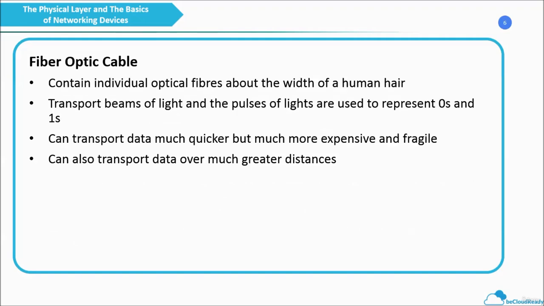The second type of cable is the fiber optic cable. The fiber optic cable contains individual optic fibers about the width of a human hair, and instead of carrying electricity waves, they transport beams of light, and the pulses of the light are used instead to represent the zeros and ones. The sending device still has to change the pulses of the light in order for the receiving device to be able to read the zeros and ones.